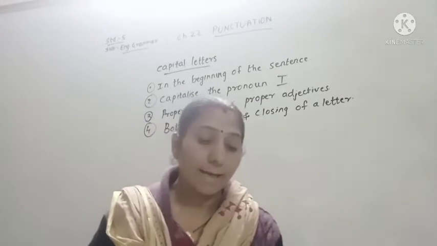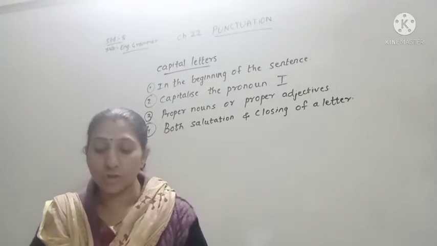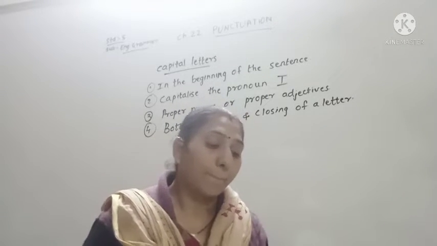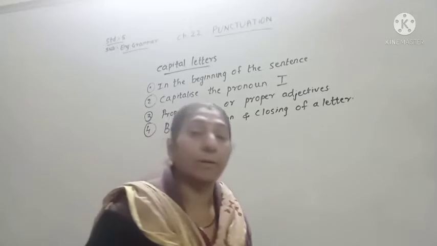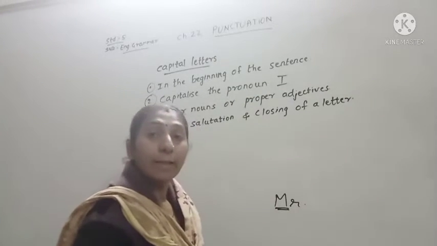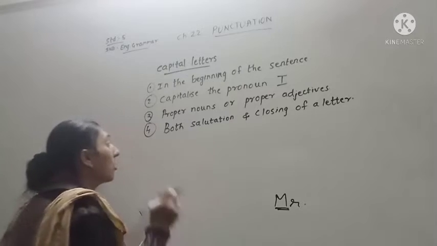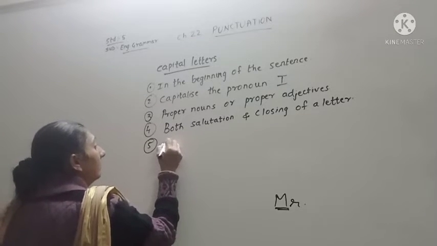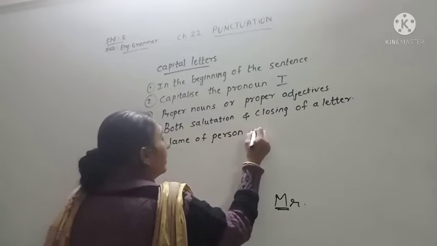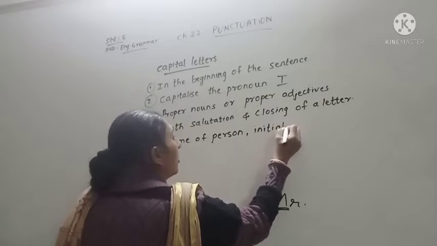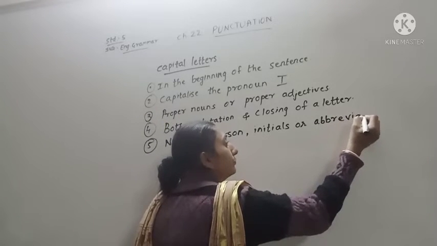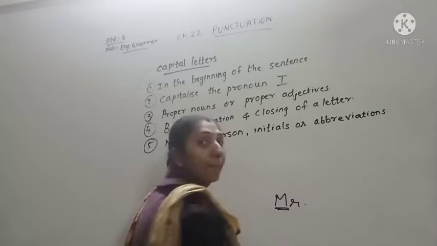Then the other one is capitalize the name of a person, initials in names and abbreviations that come before and after names. Initials, for example, Mr. Whenever we write Mr., M is capital. So capitalize the name of a person, initials or abbreviations. Abbreviations means short form.